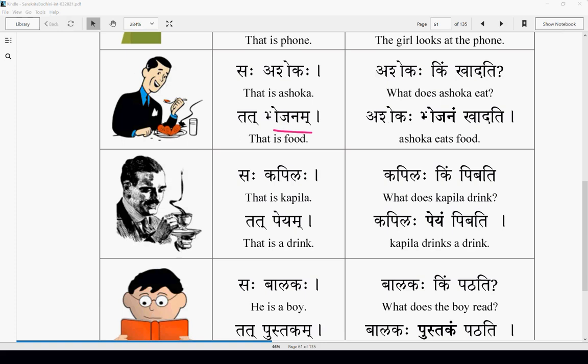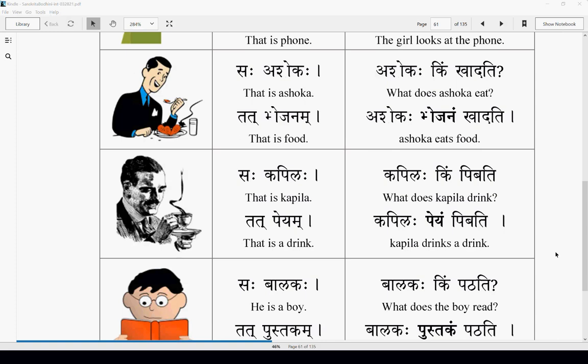Now Prathama Vibhakti, you said it's the doer. How do you call the doer? Kartrupadam. And for Dvitiya Vibhakti, it's called? Karmapadam. On what is the action done, right? On what the action is happening. Ashokaha bhojanam khadati. So the next also you can read.